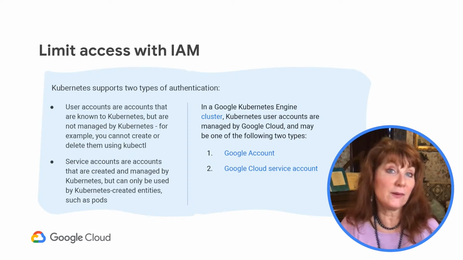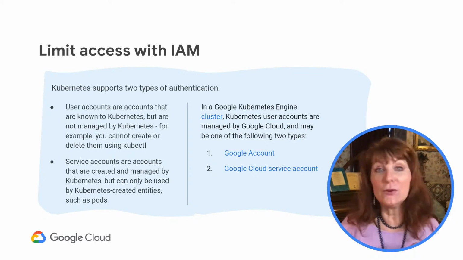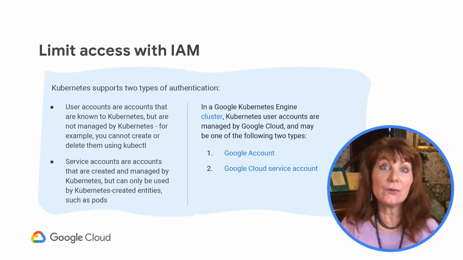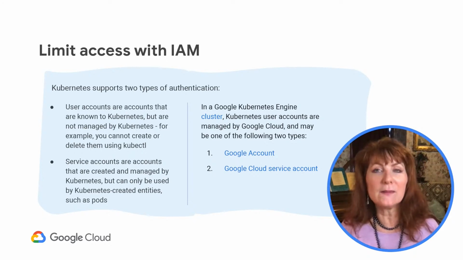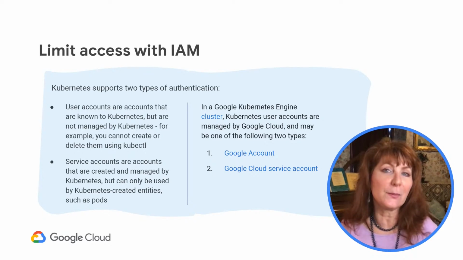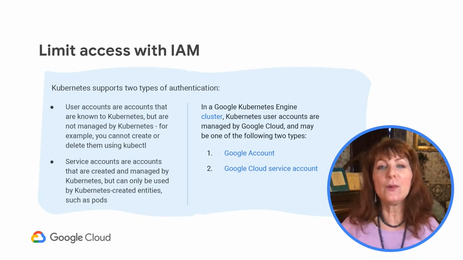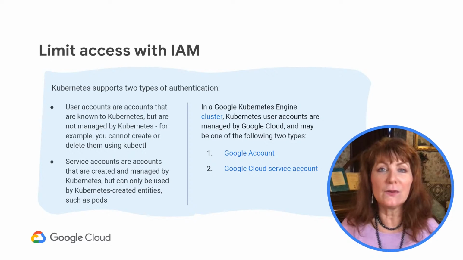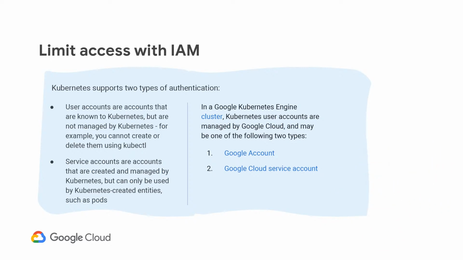Now, in a Kubernetes cluster, Kubernetes user accounts are managed by Google Cloud, and may be one of the following different types. You could have a Google account, or you could have a Google Cloud Service account. With either account, once authenticated, you need to authorize these accounts to create, read, update, or delete your Kubernetes resources. In order to follow the security principle of least privilege, you should always consider using Google Cloud Service accounts only if their capabilities specifically are required.